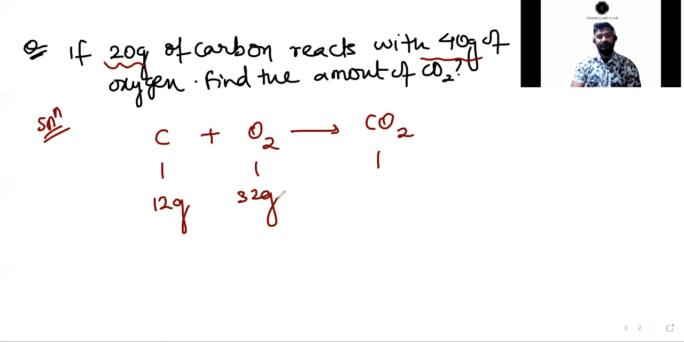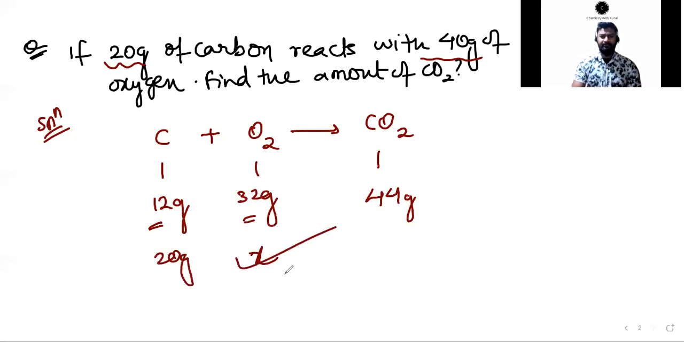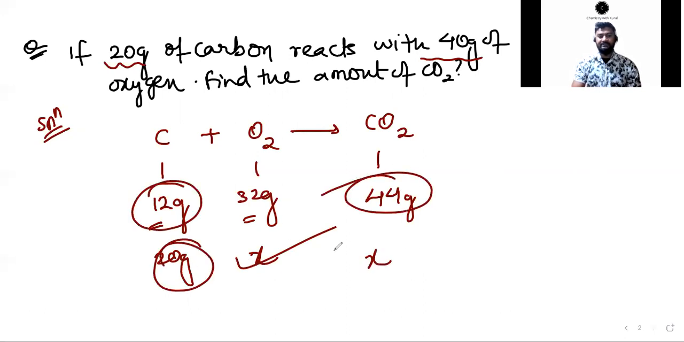So 12 grams and 32 grams will give you 44 grams. That is something that we know right now. 12 gram gives you 32 grams. Then 20 gram will give you X, find it out, right? 12 gram gives you 44. Then 20 will give you X. Cross multiply, find it out. We don't really need two masses. Why are two masses given?